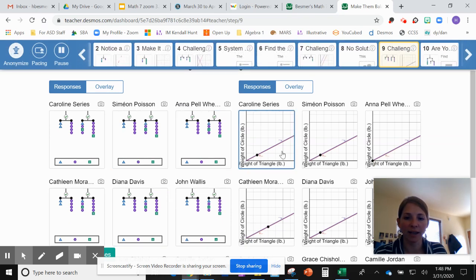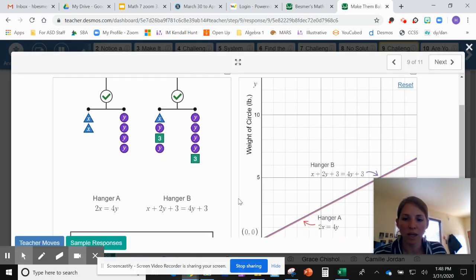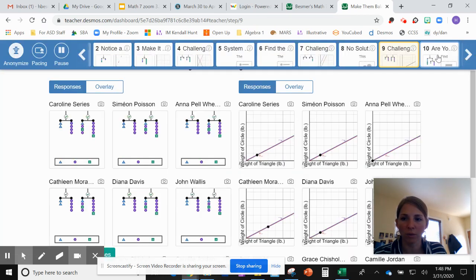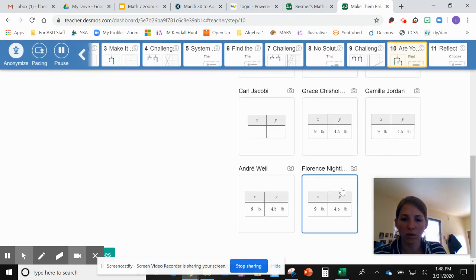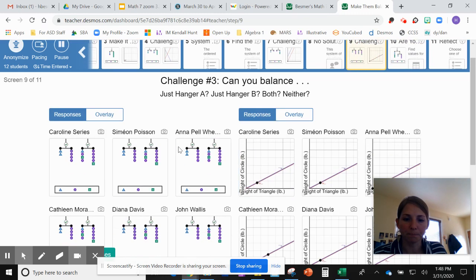Can you balance these? Aha. So in this one, you'll notice that your lines are on top of each other. So they are essentially the same line, but they're represented differently. So let's take a look here. Thinking about, okay, what's going on here? What is the solution to the system? It looks like we could find some solutions here. Let's take a look at what you guys said. Yep, finding all sorts of different ones. Oh, that's the challenge. Okay.